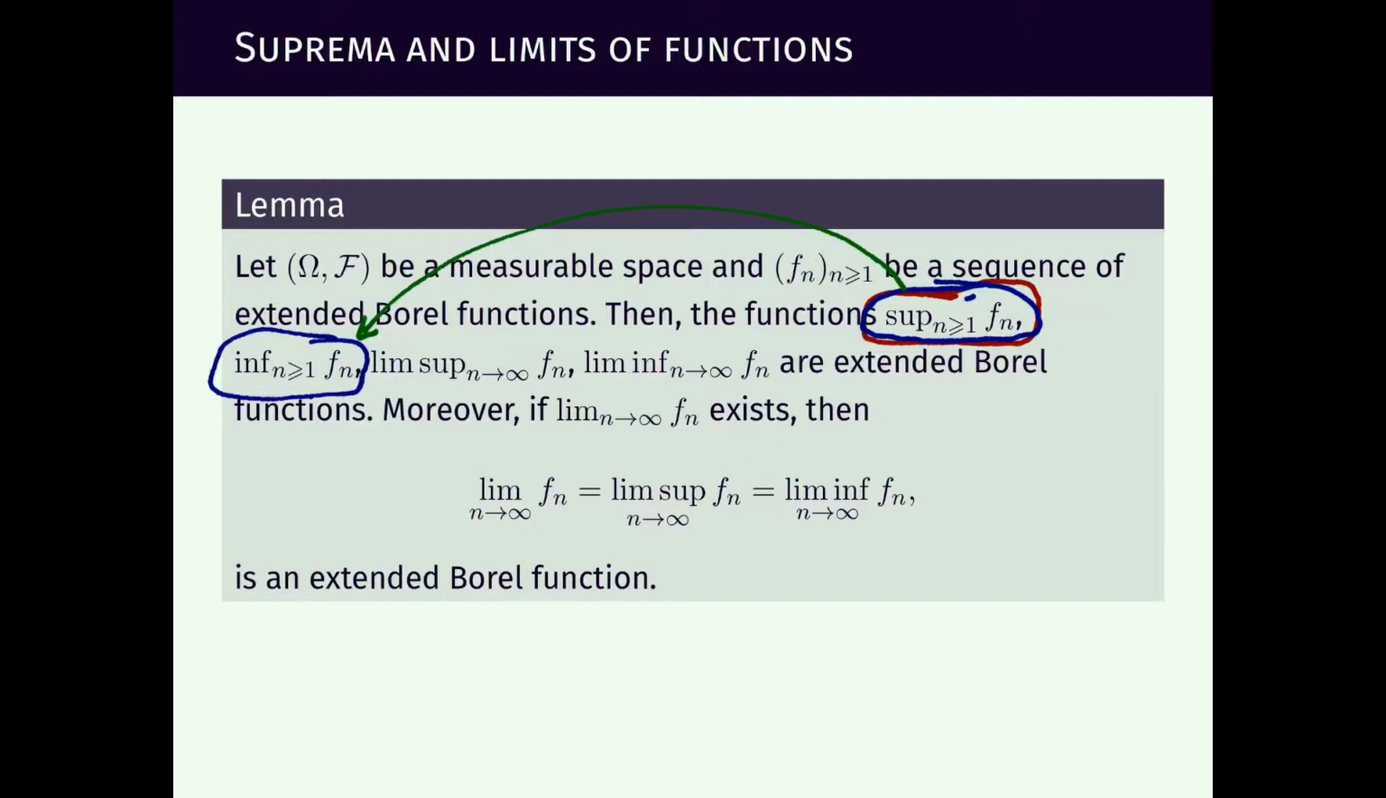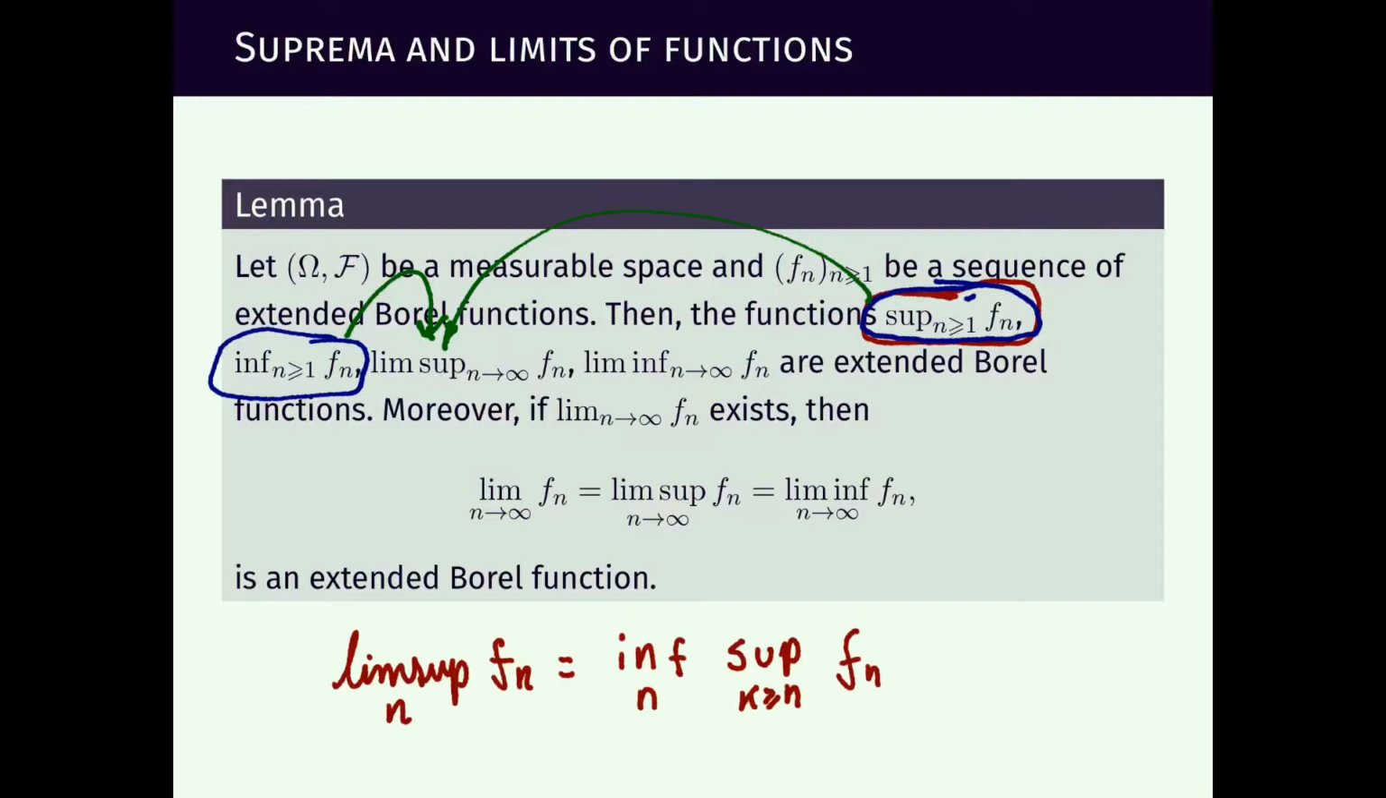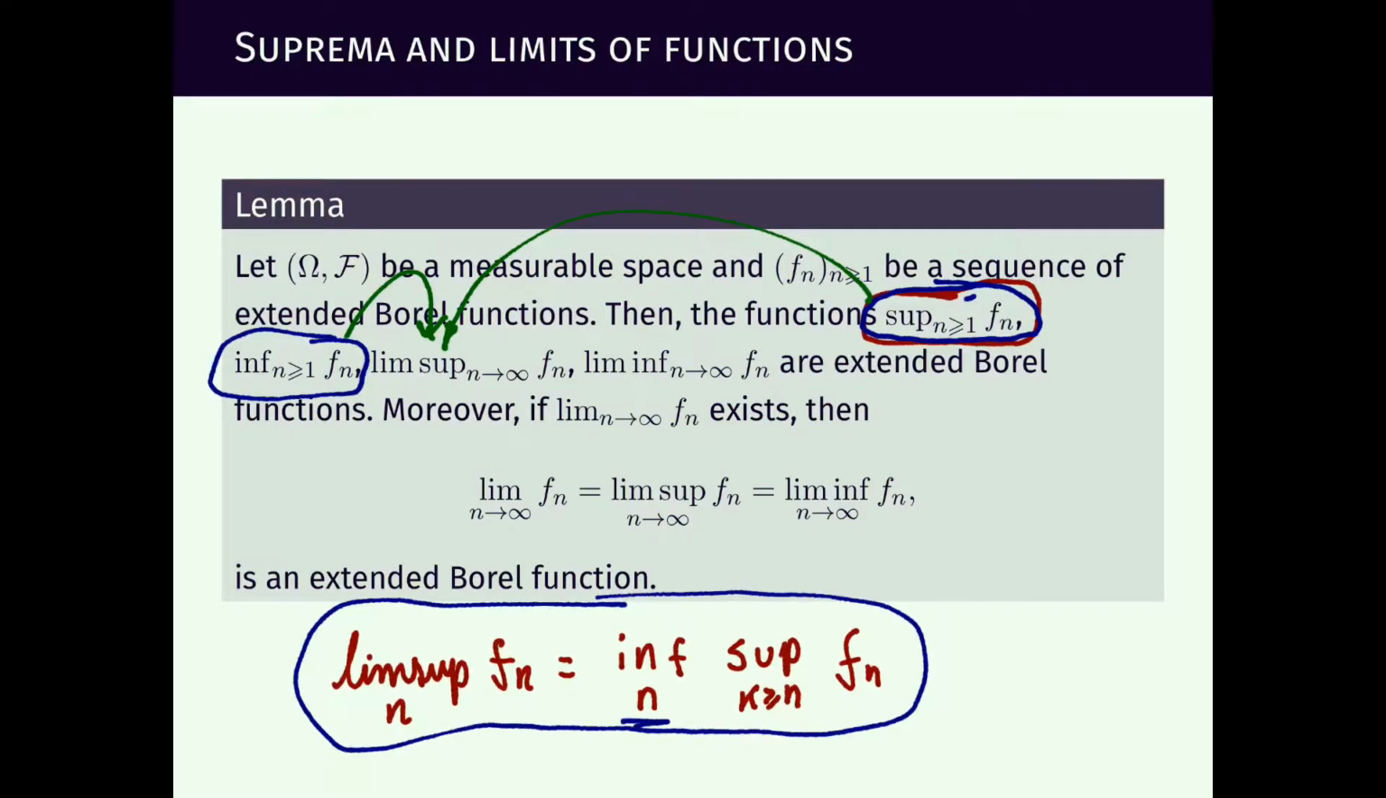Now, how can we get from these two some information about the lim sup of a sequence of functions? We just have to note that the lim sup can be expressed as an infimum of countably many functions. Each function is nothing but a supremum of countably many functions which we assume are extended Borel functions. So using the two previous cases, we can conclude as well that the lim sup of functions that are extended Borel functions is also an extended Borel function.